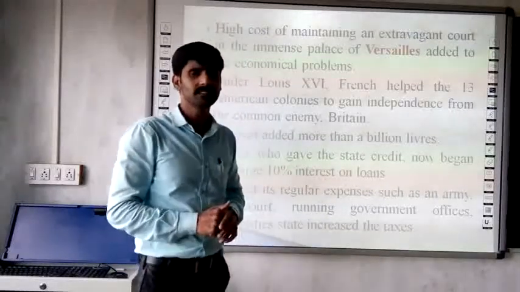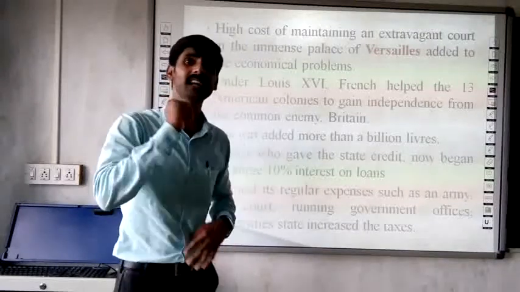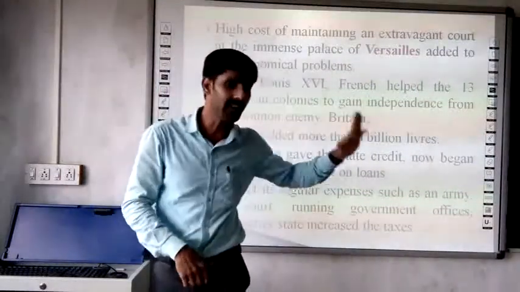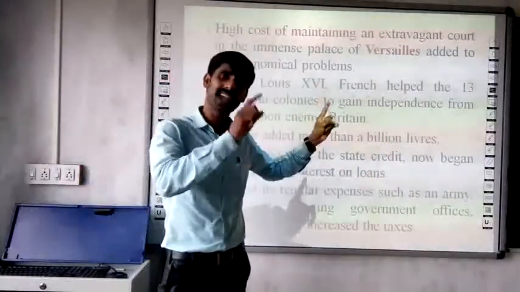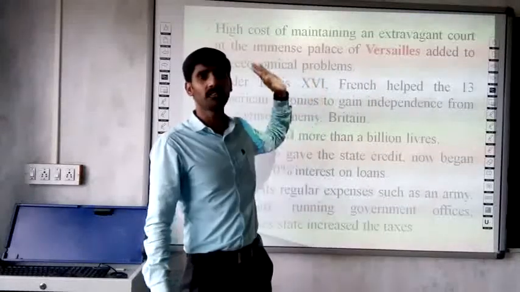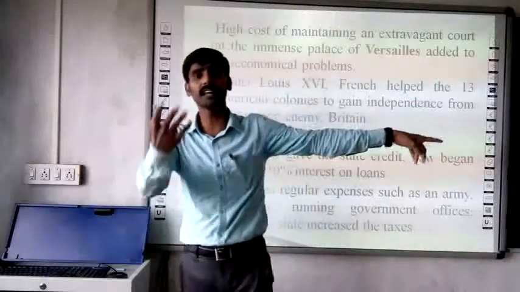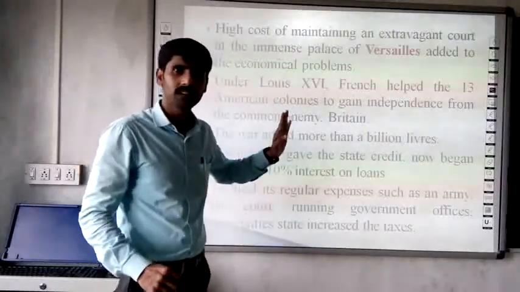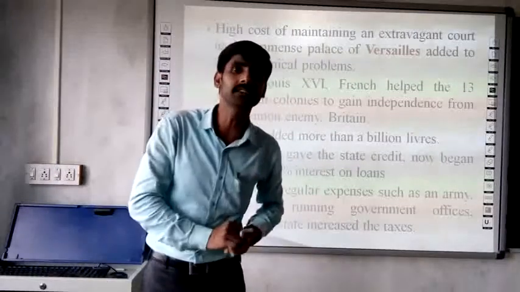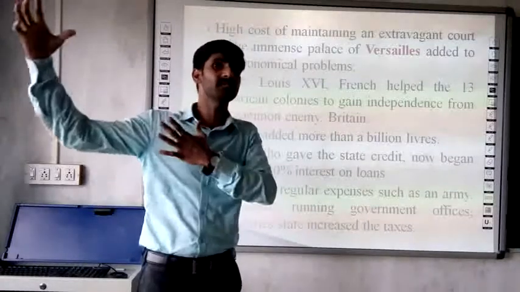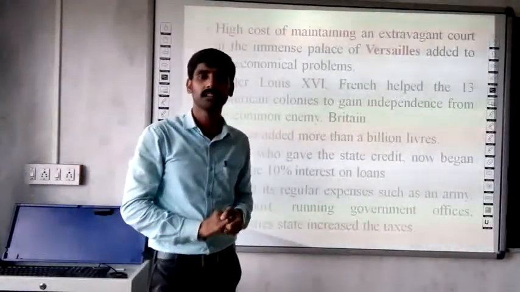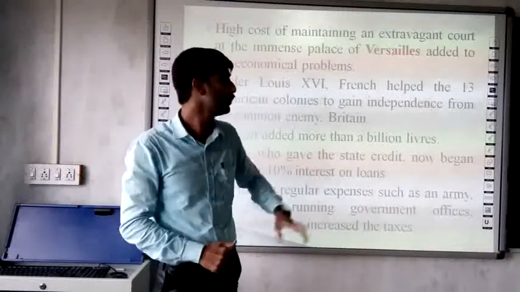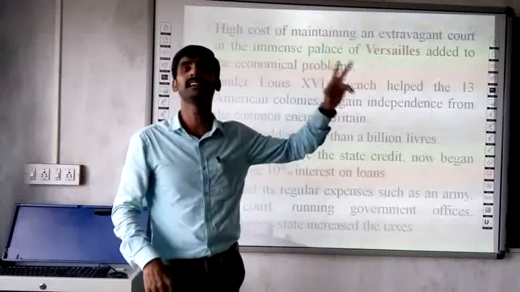Under Louis XVI, the French helped the 13 American colonies to gain their independence from their common enemy, Britain. During this time, Britain was the common enemy for the French as well as these 13 American colonies. This war added more than 1 billion livres to the debt, which had already risen to more than 2 billion livres. So France was already under a critical economic crisis, and now this war added more than 1 billion livres to the debt.